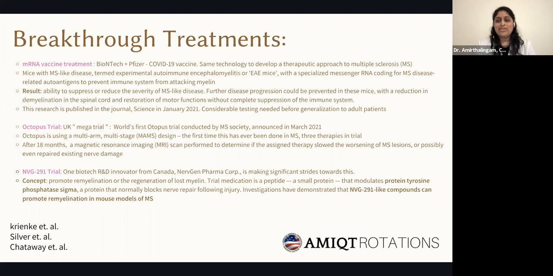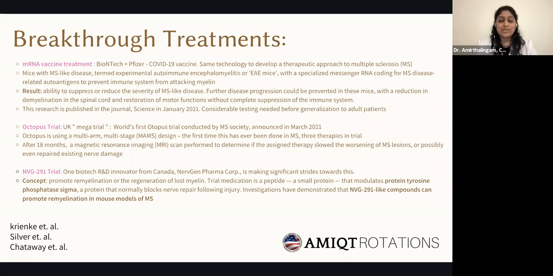They used a specialized messenger RNA coding for this disease in an attempt to release autoantigens to prevent the immune system from attacking the myelin. The results that they found was the ability to suppress and reduce the severity of multiple sclerosis-like disease. Further disease progression could also be prevented in these mice, with reduction in demyelination in the spinal cord and also restoration of motor function. This article was actually published in the journal Science in 2021. Considerable testing is still needed for human populations.